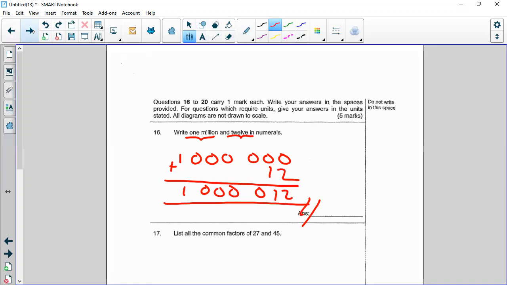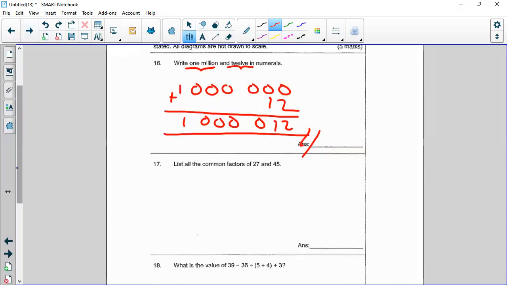Okay, if you are not so sure, then you change the words one by one into numerals and you plus them. Okay, list all the common factors. This one, no shortcut. All right, you have to write down 1 times 27, 2 cannot, 3 times 9, 27, 4 cannot, 5 cannot, 6, 7, 8 cannot, 9 have already. No need to write 9 times 3 because it's the same as 3 times 9.